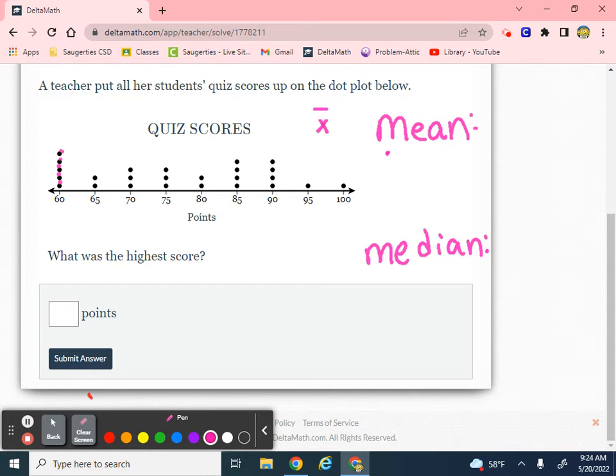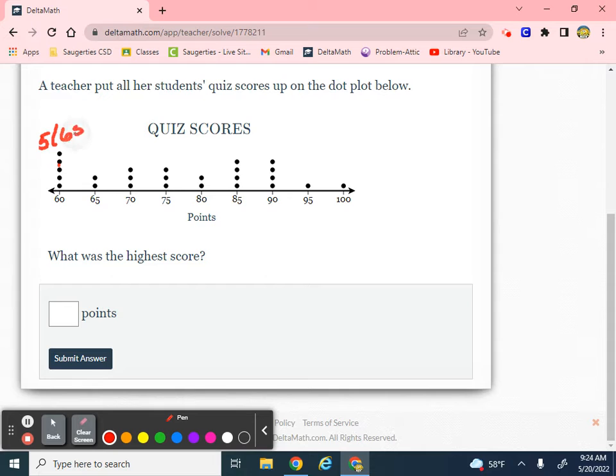You could also do 1, 2, 3, 4, 5. There's 5 65s, so you could do 5 times 65 plus 2 times 60, plus 2 times 65, plus 3 times 70. There's another way you could do this. It's not really any easier. How could you use your calculator to find the mean?